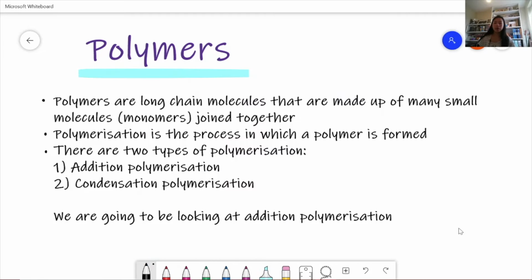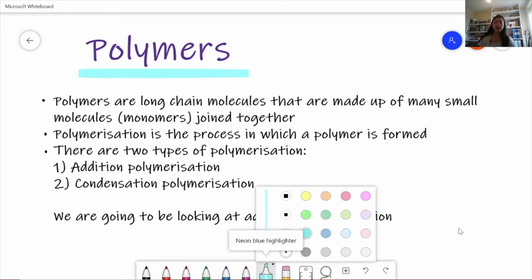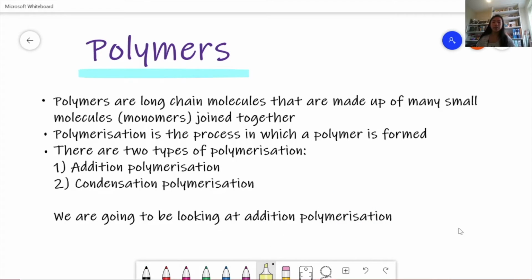Now we're going to look at polymers. So polymers are long chain molecules that are made up of many small molecules, which we call monomers, which are all joined together. So things to remember are that they're long chained and they're made up of monomers, which are joined together. And polymerisation is the process in which a polymer is formed. And there are two types of polymerisation. We have addition polymerisation and condensation polymerisation. So right now we're going to look at the addition polymerisation.